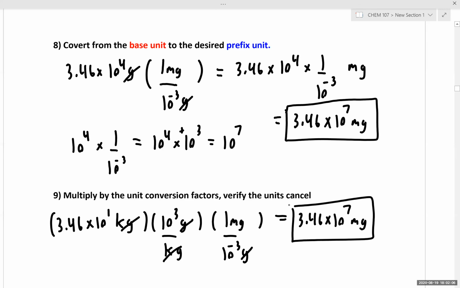So these are two potential methods for solving these unit conversion problems. As you progress through this class, you're going to eventually start to use these one-line conversions more and more frequently. Does this make sense to everyone?